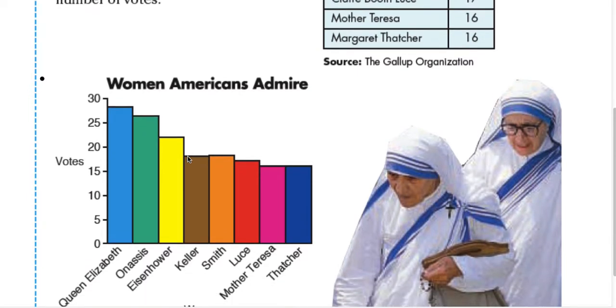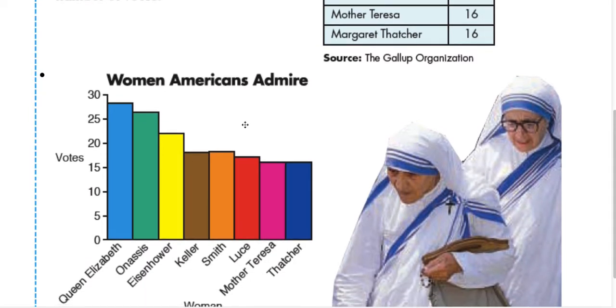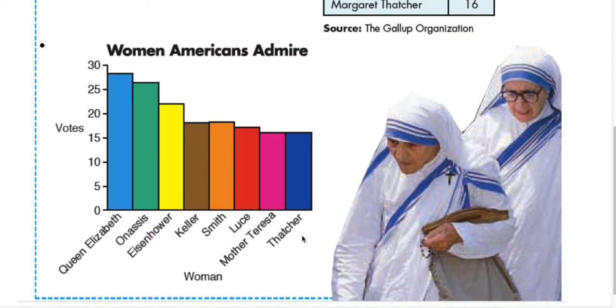And we simply create a bar graph on each of these. Queen Elizabeth, Jackie Onassis, Eisenhower, Keller, Smith, and so on, all the way down to Thatcher. A colorful bar graph would be more attractive and easier to read. It's going to be easier to read because now you can distinguish between the heights of each of the bars, and just by looking at the bar graph, you know right away that Queen Elizabeth is the woman most Americans admire. And that's how you use your bar graph.